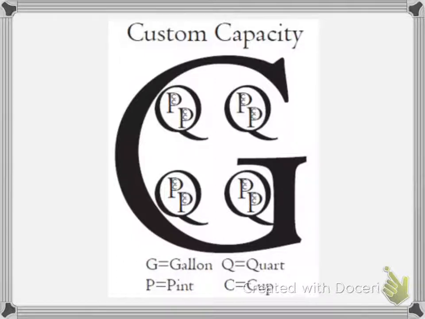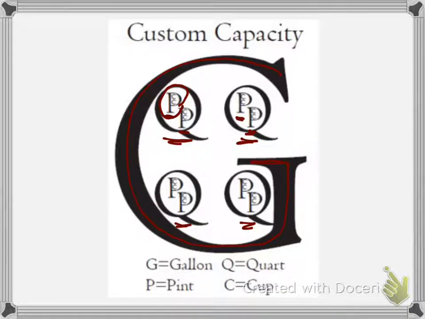This is gallons, quarts, pints, and cups. The big G here stands for gallons. That's 1 gallon. Each Q is a quart, and there are 4 quarts in a gallon. Inside each Q, there are 2 P's, meaning 2 pints. And then inside each P is 2 cups, the 2 C's you see there.